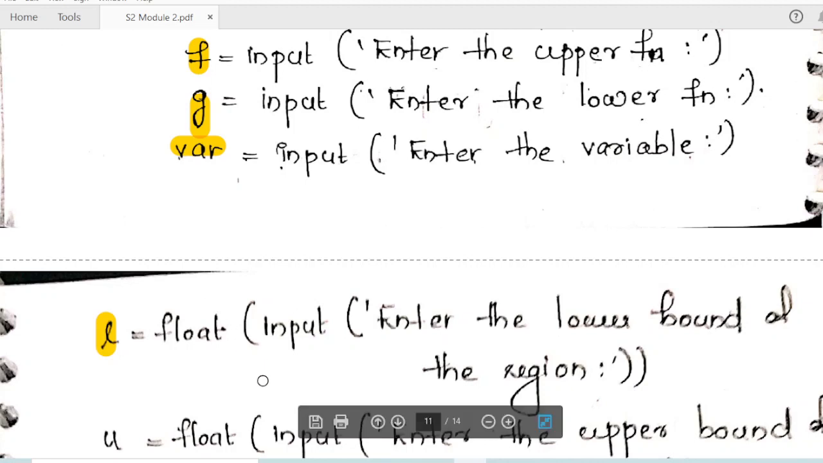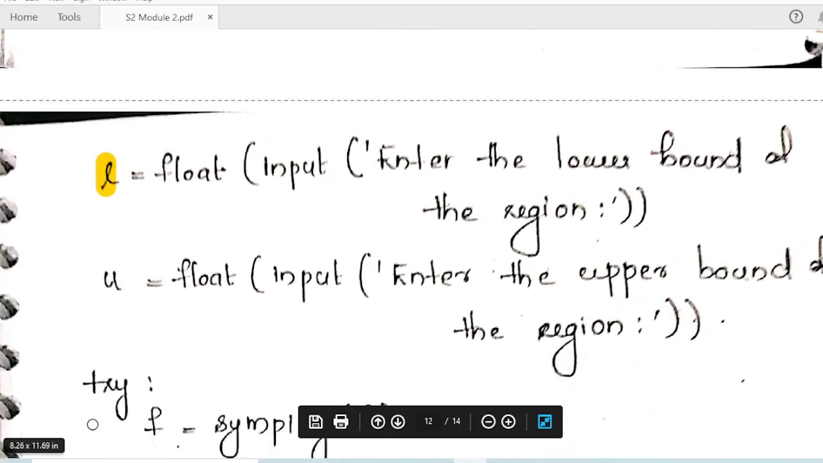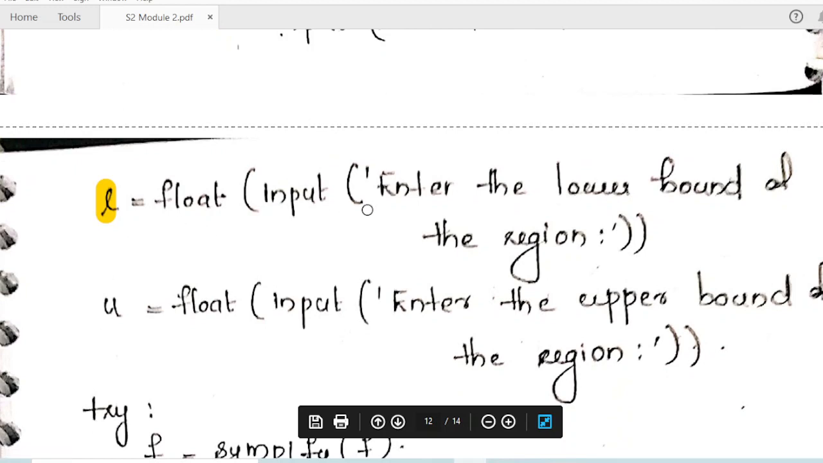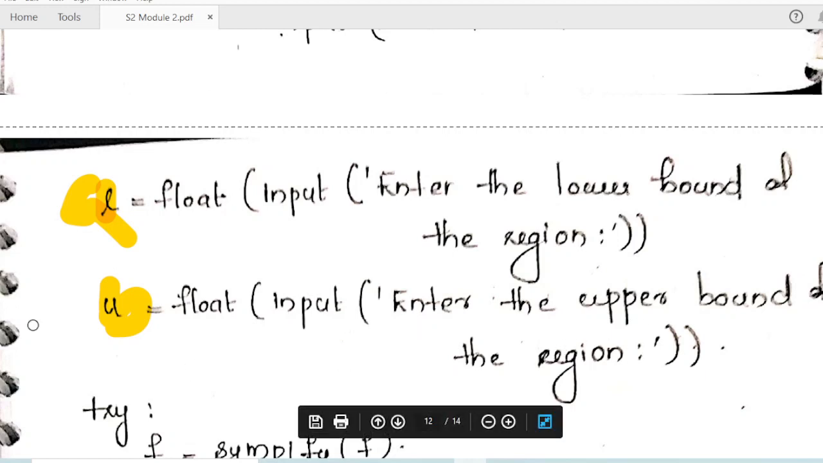Either you can write small letter a, small letter b, which would be a little better. You can write it as small letter a also. a equal to float input, enter the lower bound of the region. Since we have given the parameters as a and b, we should write a and b here. b equal to float input, enter the upper bound of the function. This is b and this is a. OK, a is the lower bound and b is the upper bound.